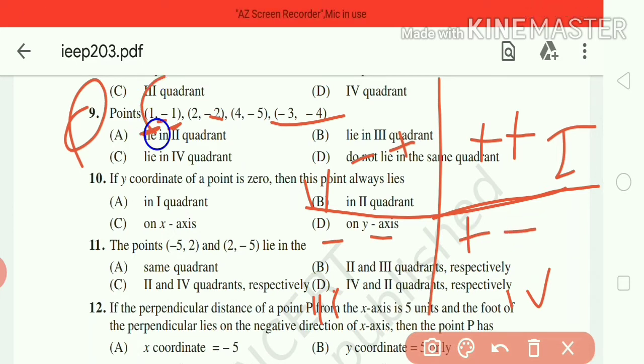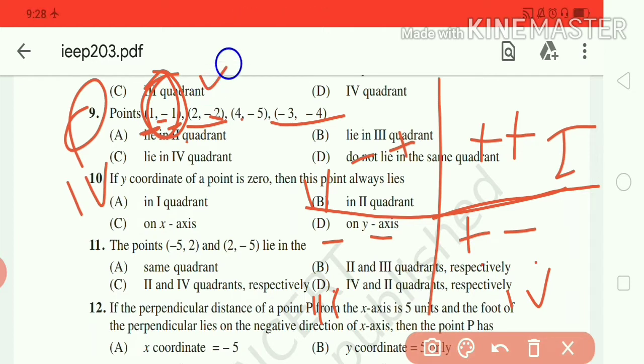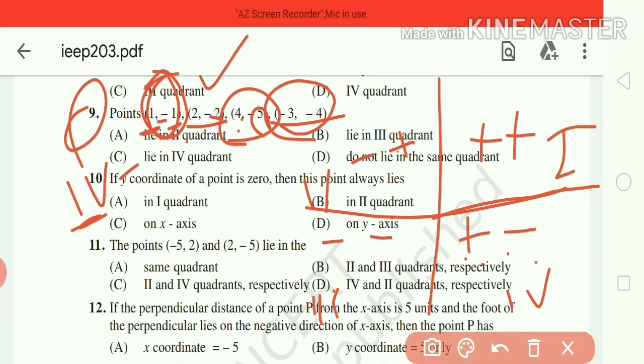Let us check 1 and -1. So 1 and -1 is x positive, y negative, so this lies in fourth quadrant. Now see the second one also. 2 is positive, -2 is negative, means x is positive and y is negative. Here it also lies in the fourth quadrant. Now the next one is also 4 is positive, x is positive and y is negative, so it lies in fourth quadrant. Now the last one -3 and -4 both are negative, so it lies in third quadrant. So 3 points lie in fourth quadrant and the last point lies in third quadrant.